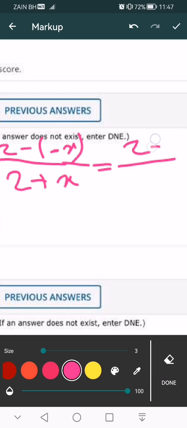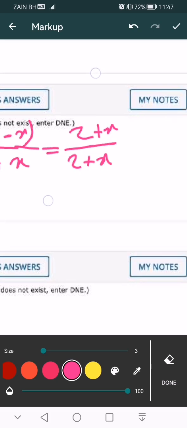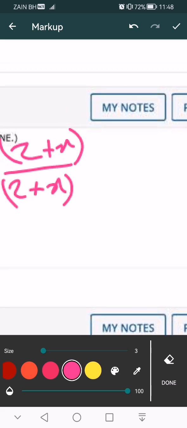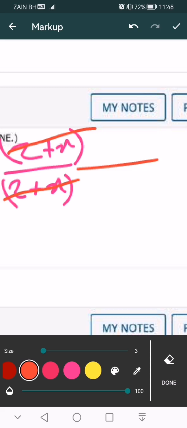In this case I will simplify more. That will be 2 plus x; from secondary school, minus times minus is plus, so 2 plus x. Now I have two options to solve this question. One option, which I like especially for this question, though it may not apply to other questions: because I have the same bracket in the numerator and the denominator, I can cancel each other. This one over this one is 1, so the value is 1.